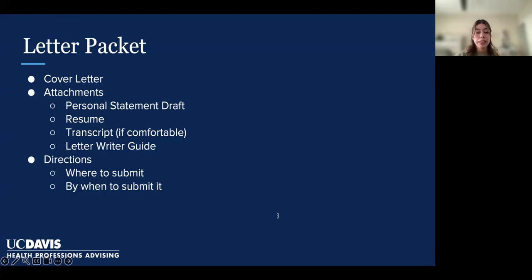The cover letter is basically an invite for them, or a request for them to write you a letter of recommendation. This request can include who you are, when you took their class, or when you took this opportunity or extracurricular, etc. Some information on why you want them to write the letter of recommendation, and then at the end just say, if you are interested in writing my letter of recommendation, please let me know.